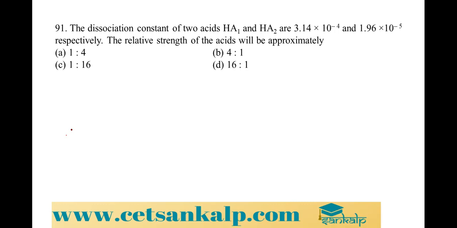The dissociation constants of two acids HA1 and HA2 are 3.14 into 10 to the power minus 4, and the other one they have given is 1.96 into 10 to the power minus 5. The relative strength of these acids will be approximately.